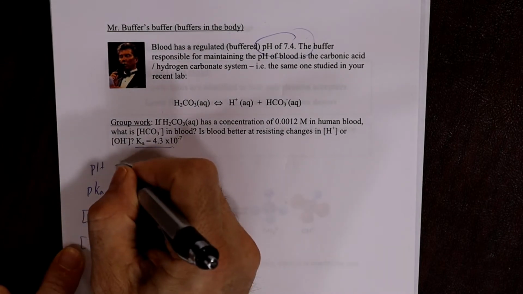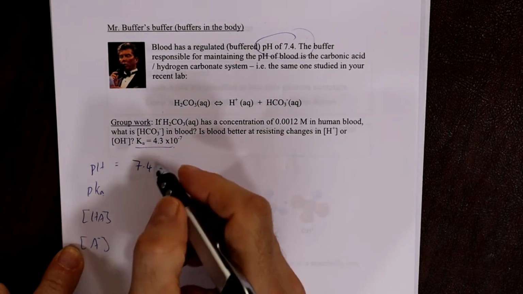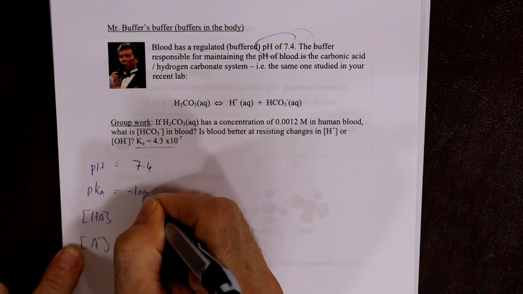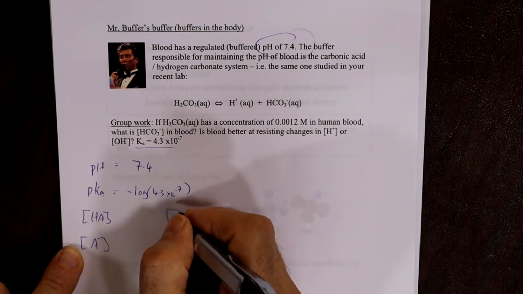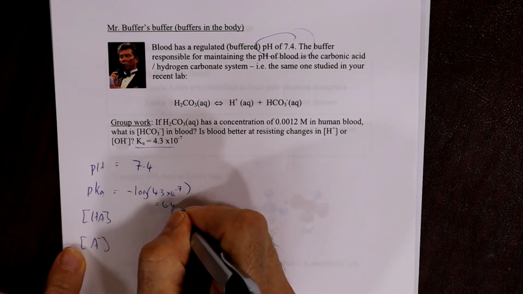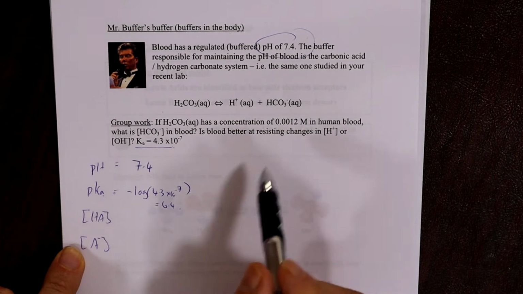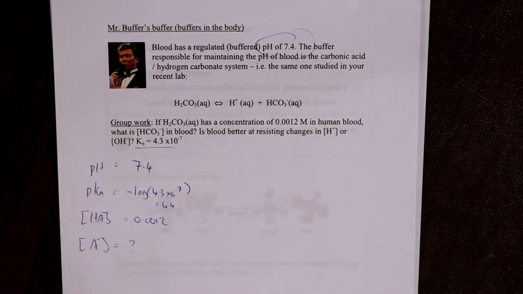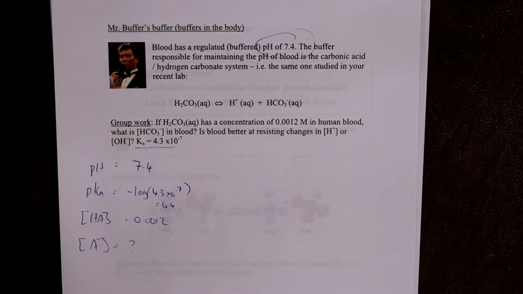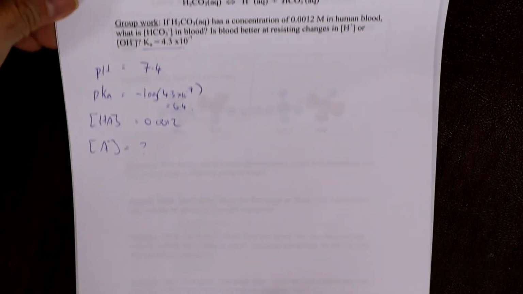So pH is in the question, 7.4. pKa is kind of in the question. Ka is given, so pKa is minus log of 4.3 times 10 to the minus 7, which equals 6.4. HA is given right there, 0.0012, and we have to figure out the conjugate base concentration. So it's kind of a backwards question, if that makes any sense. There's a lot of work here, so I divide the page into two in my head, and we'll get going on it.